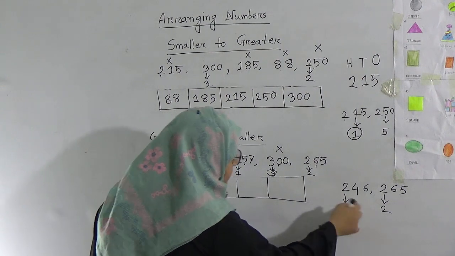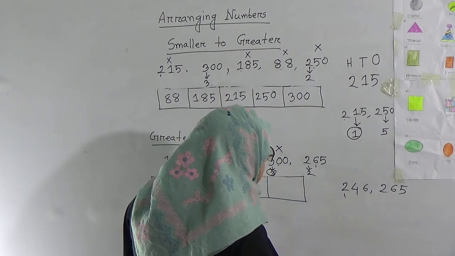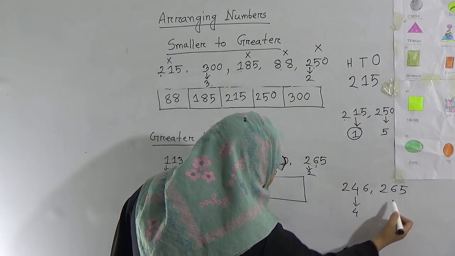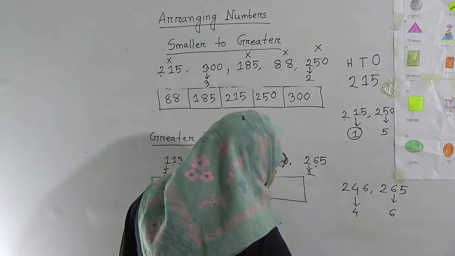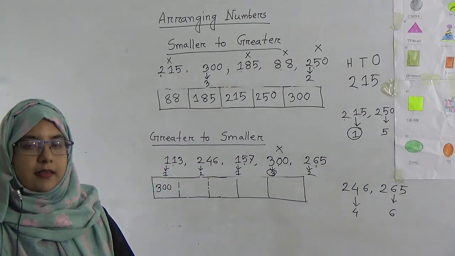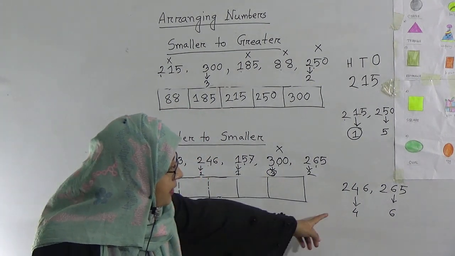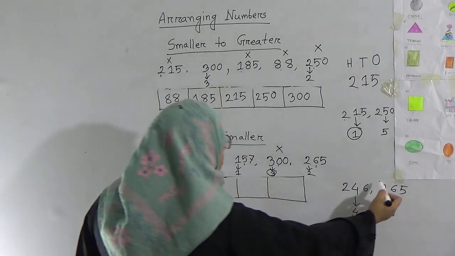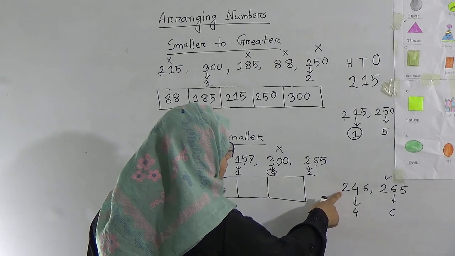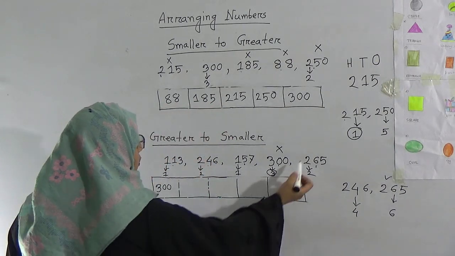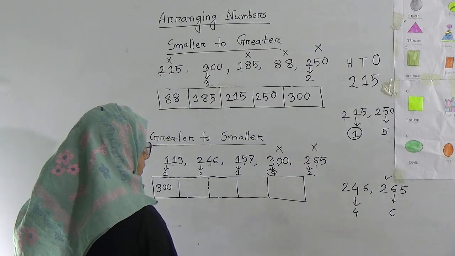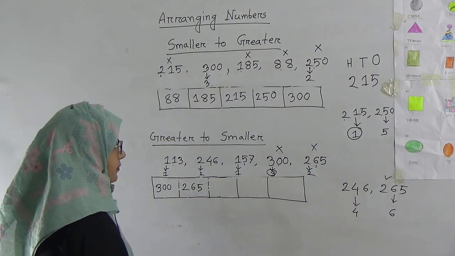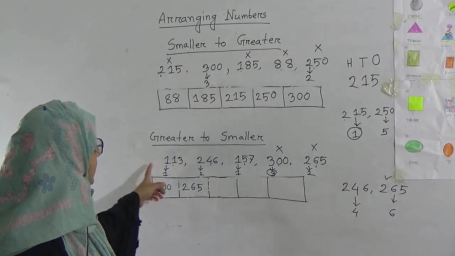Now in the tens place, the digit here is 4 and here 6. So which one is greater, 4 or 6? We can see 6 is greater than 4. So the number 265 is greater than the number 246. So we have to cut the number 265 and write it here. Now we have 3 numbers.